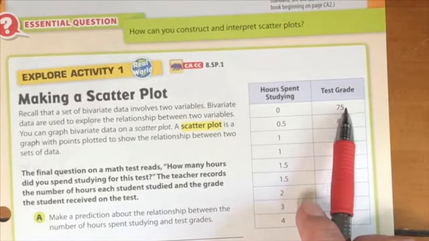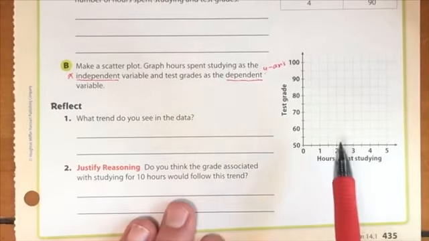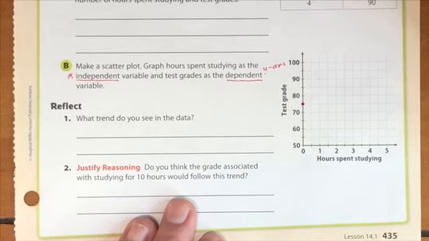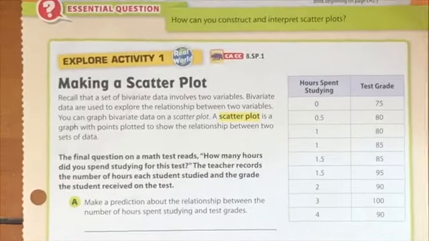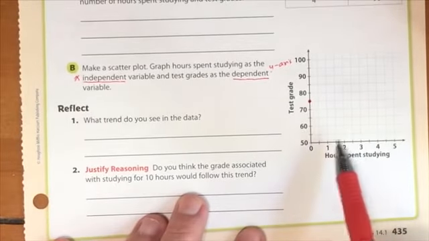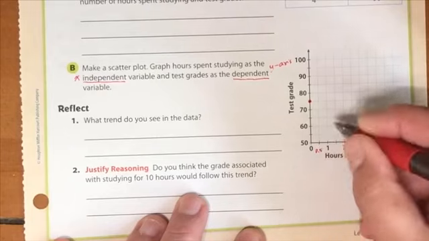So we're just going to take these points and put them on the graph. Hours spent studying is 0, test grade 75. Right? And we just want to pay attention to the scale here. So hours spent studying is 0.5, so half, test grade 80. There's not a 0.5 marked, so we're going to find that halfway between 0 and 1.